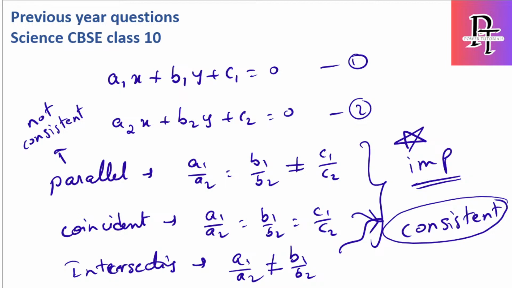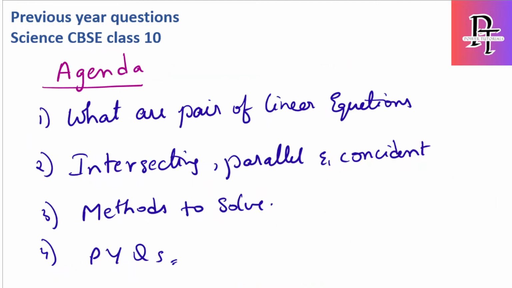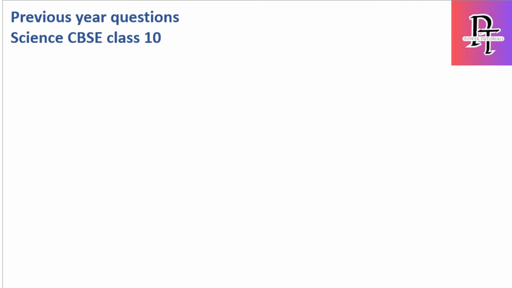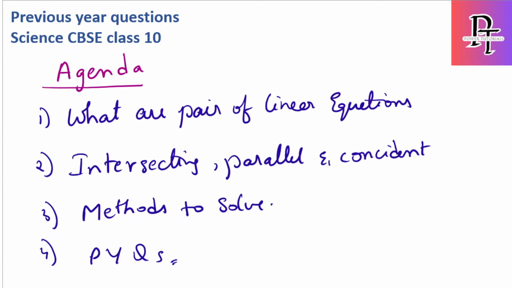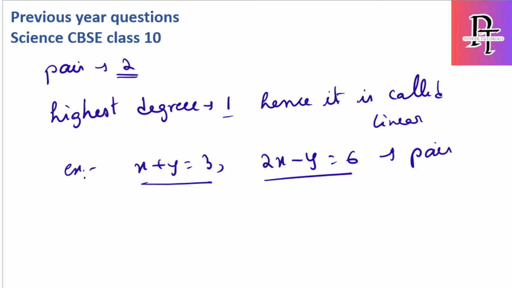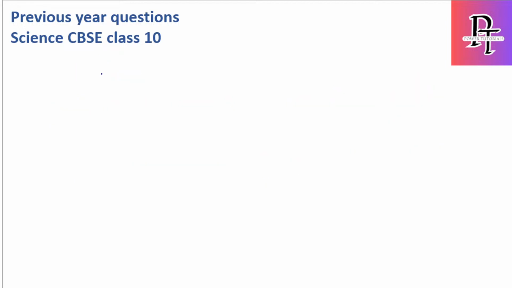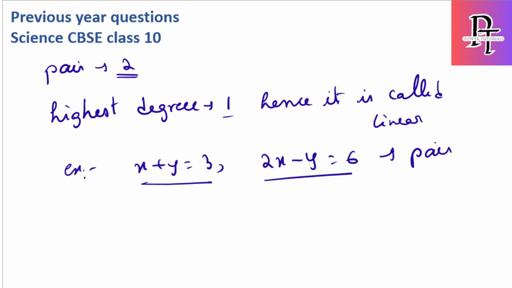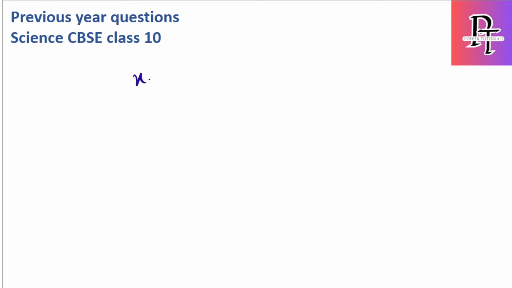Okay, so let's see the next criteria, which is methods to solve. Total, as I mentioned, we had 3 methods to solve the pair of linear equations. But before that, let me take the same example which I mentioned here, which is x plus y equal to 3, 2x minus y equal to 6. Let's find out whether it is parallel, coincident or not. x plus y equal to 3 and 2x minus y equal to 6.